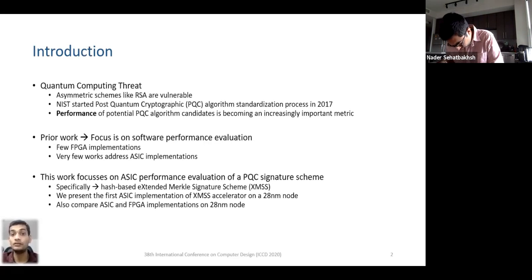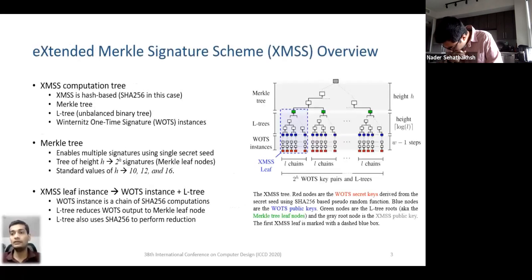Our work focuses on ASIC performance evaluation of a post-quantum digital signature scheme called Extended Merkle Signature Scheme, or XMSS in short. We present the first 28 nanometer ASIC implementation of the XMSS scheme and compare its performance with an equivalent FPGA implementation. I will quickly introduce the XMSS algorithm before going into the implementation details.